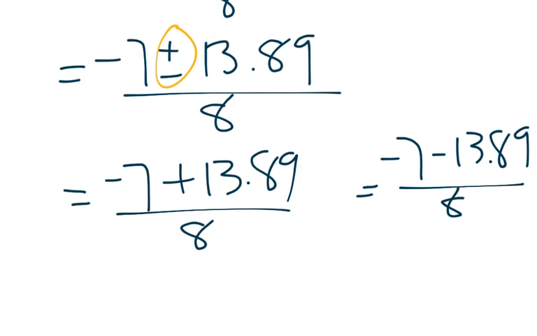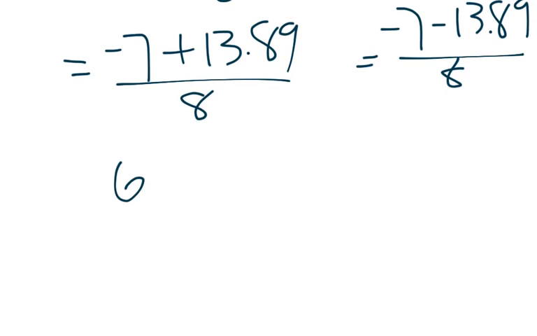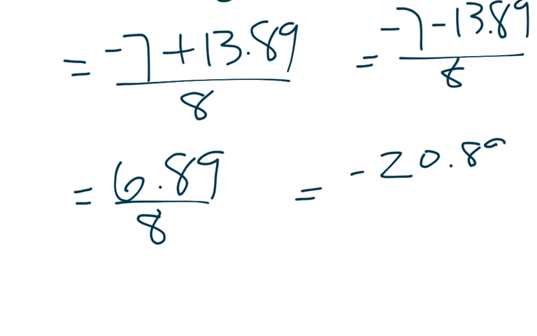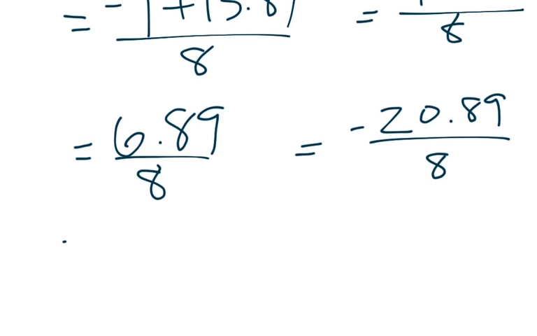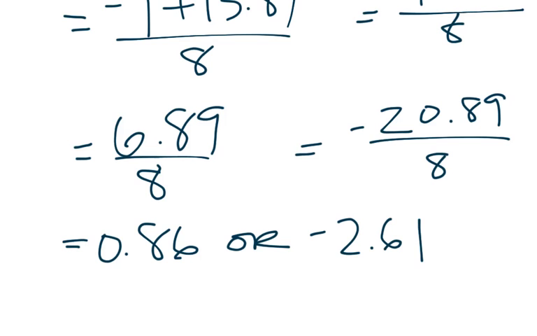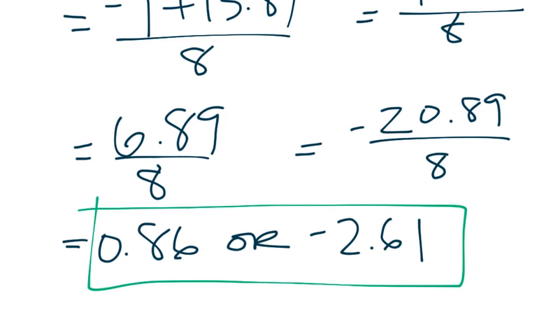So we have 13.89, and so we have 6.89 over 8, or negative 7 plus negative 13.89 is negative 20.89 over 8. And now we want to divide both sides. So 6.89 divided by 8 is 0.86, or negative 20.89 divided by 8, which is negative 2.61. So these two are your final answers.